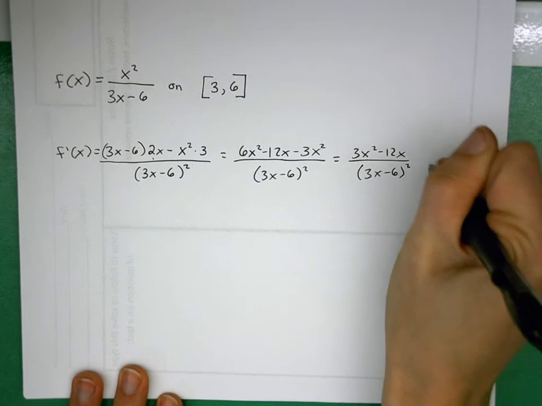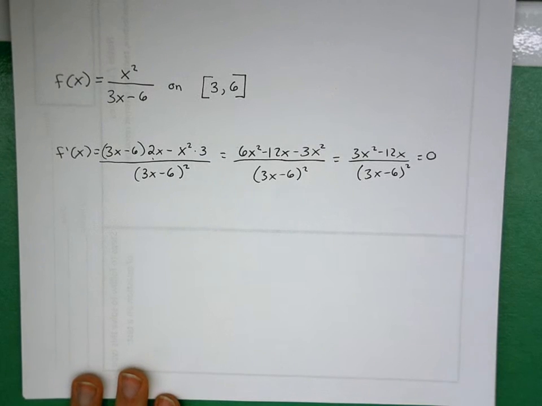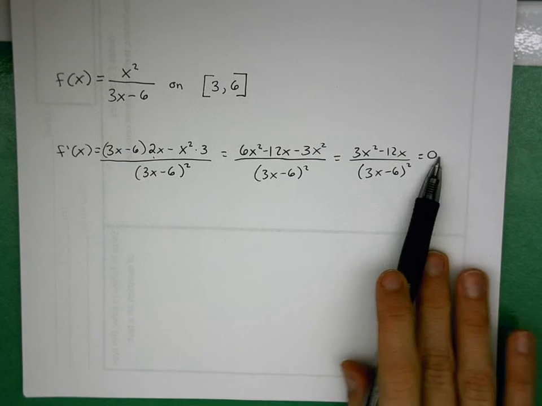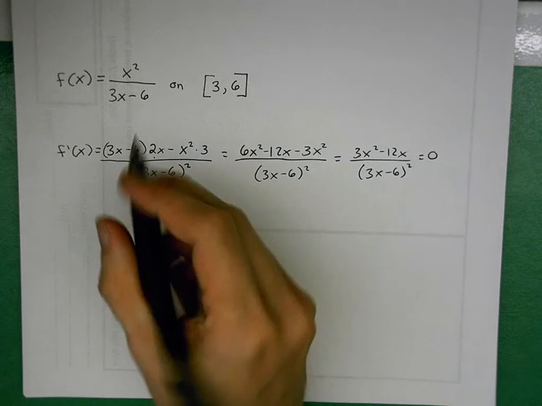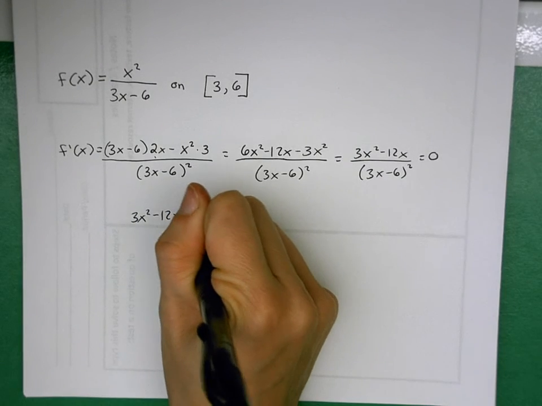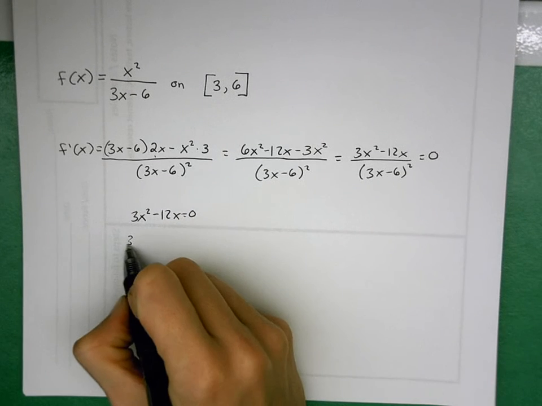Okay. So where does this equal zero? Well, for a fraction to equal zero, the only piece that we really care about equaling zero is this numerator. 3x squared minus 12x equals zero. Factor out a 3x.